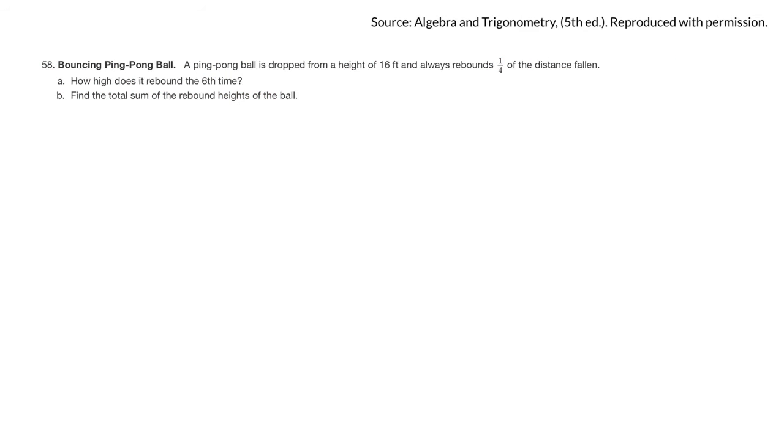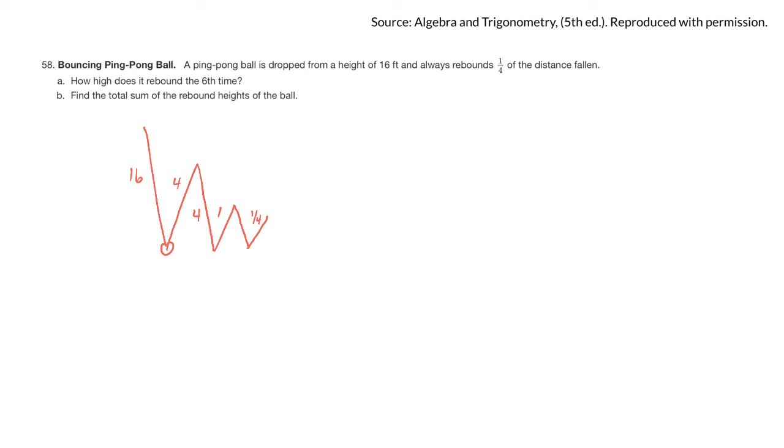Let's try another bouncy ball question. A ping pong ball drops from a height of 16 feet. 16 feet it drops, and it always rebounds a quarter of the distance that it falls. So if it goes up, it's going to go a quarter of 16, which is 4. So it's going to fall 4, and then it'll go up a quarter of that, which is just 1, and then come down 1, and then it'll go up a quarter of that, or just 1/4, etc.